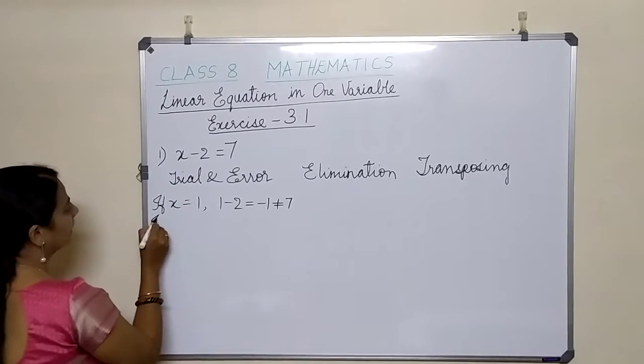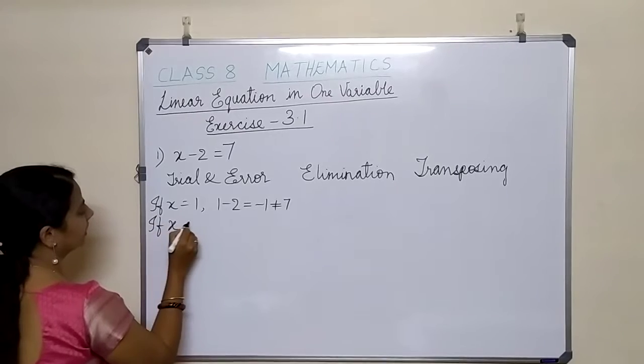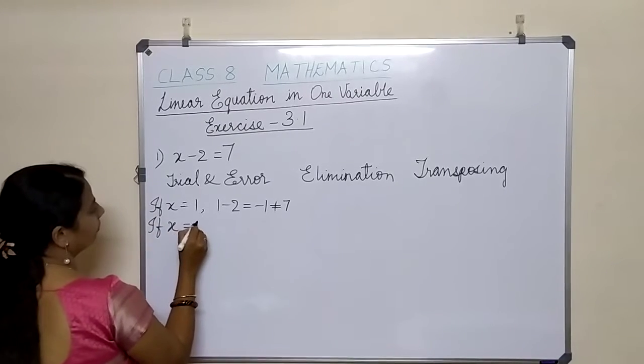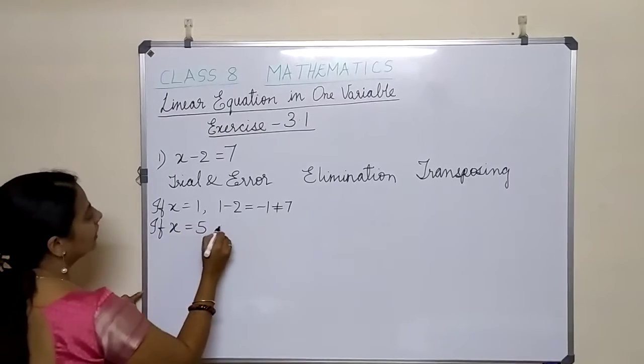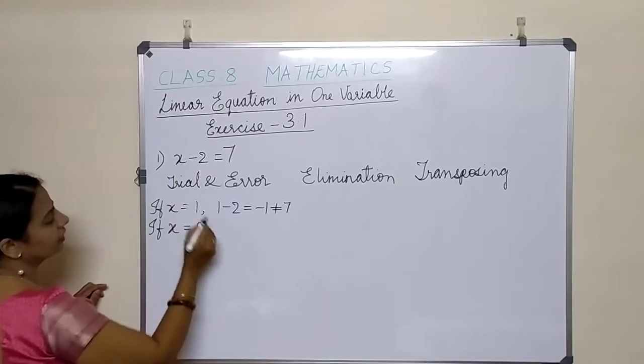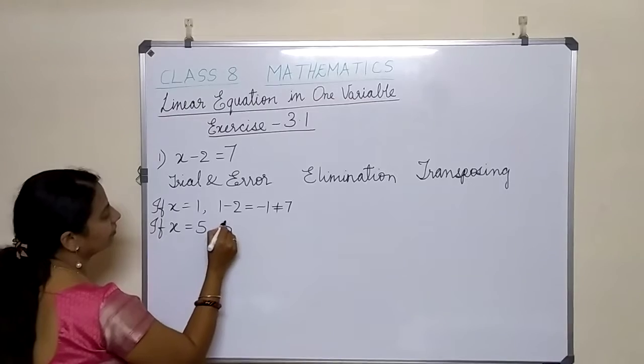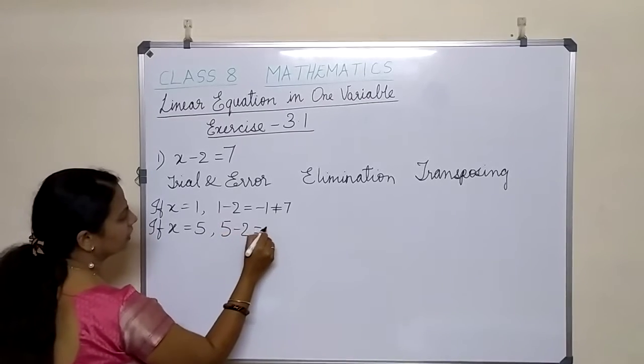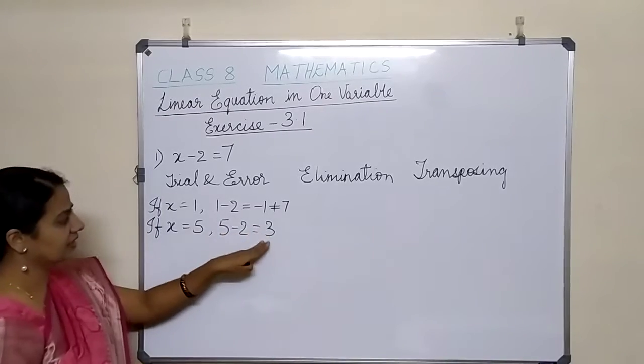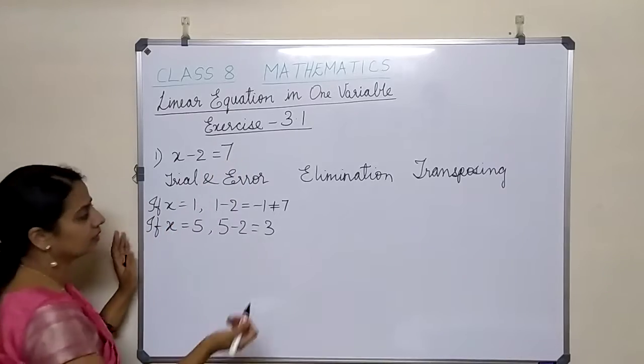So now we will take another value. Say for example, x equals 5. Now in this equation, if you put the value of x as 5, so it becomes 5 minus 2 is equal to 3. Is this 3 equal to 7? No. Right?